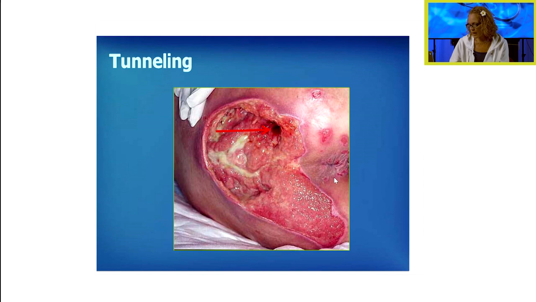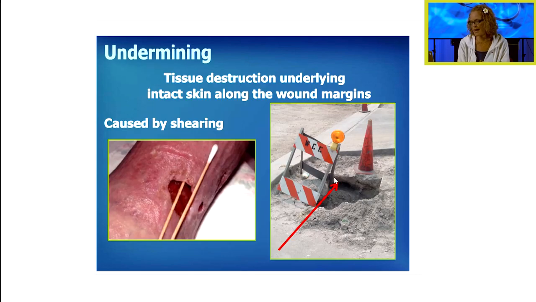So tunneling is an important thing to note. Oftentimes we'll have orders to pack wounds that have tunneling. We will pack these with Dakin's soaked gauze, new gauze, or any other type of packing that the physician orders for our dressing changes. Understanding how to care for these wounds is an entirely different lecture, but just learning about how we observe the wounds is really what we're focused on today.